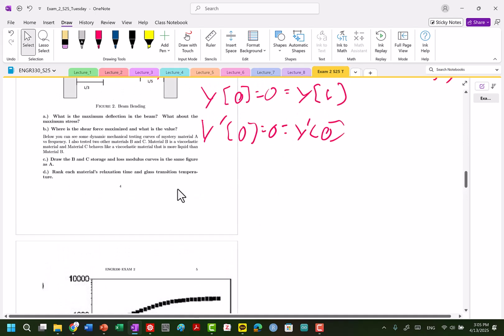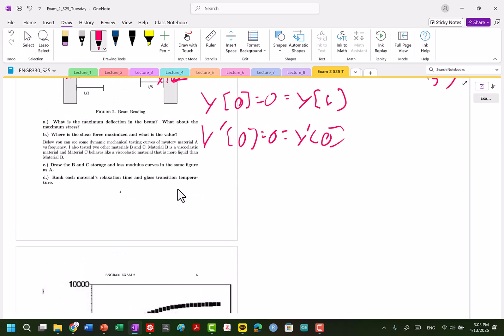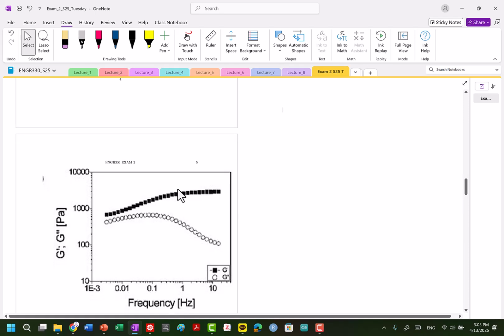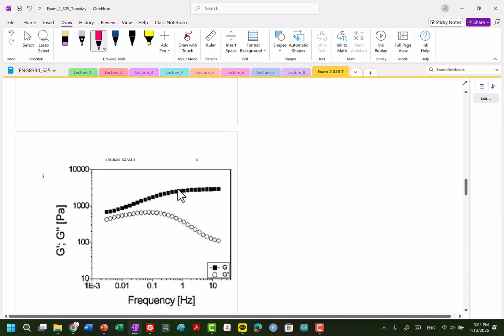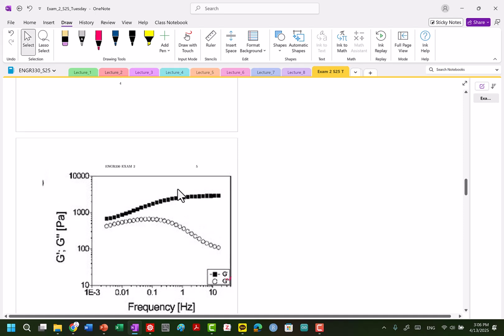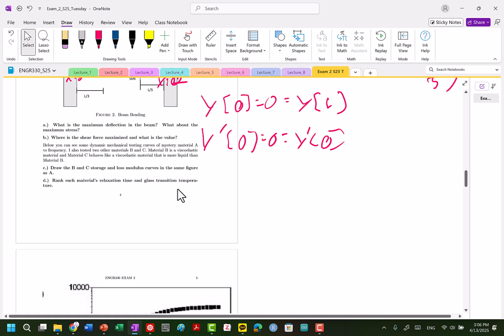Excellent. So I have mystery material A, and tested two materials B and C. Material B is viscoelastic. So number one, what type of material is this here? So this is my G prime, this is my G double prime. This is a pure solid for material A. So material A is a pure solid. I'll have to ask an additional question about that. B and C are both viscoelastic materials, and material C behaves like a viscoelastic material that is more liquid than material B. So they're both viscoelastic, but C is more liquid than B.